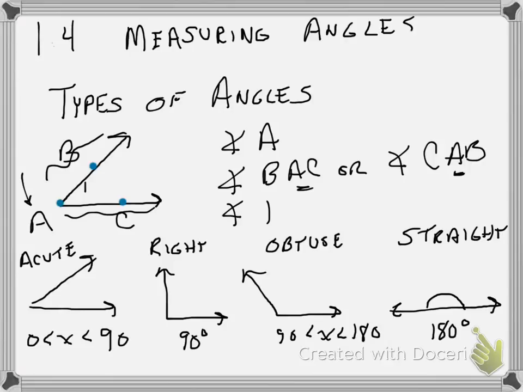There are also a bunch of different types of angles here. There's acute angles, right angles, obtuse, and straight. And you can see below, acute is between 0 and 90 degrees, a right angle is 90 degrees, obtuse between 90 and 180 degrees, and a straight angle, which is also a line, is 180 degrees.